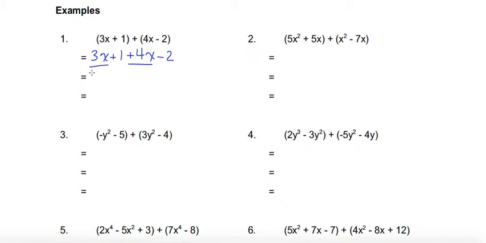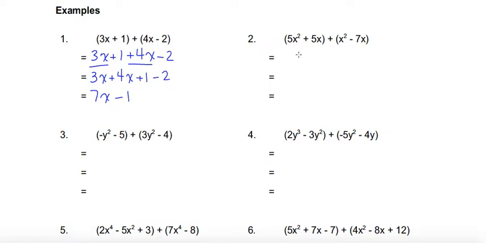So that could be a way to distinguish your like terms. So my next step would be to write those beside each other. So I'm collecting those like terms. So 3x plus 4x, and then my constants plus 1, take away 2. And then the last step in your solution would be to simplify your like terms. So 3 plus 4 gives me 7x, and 1 take away 2 gives me negative 1.